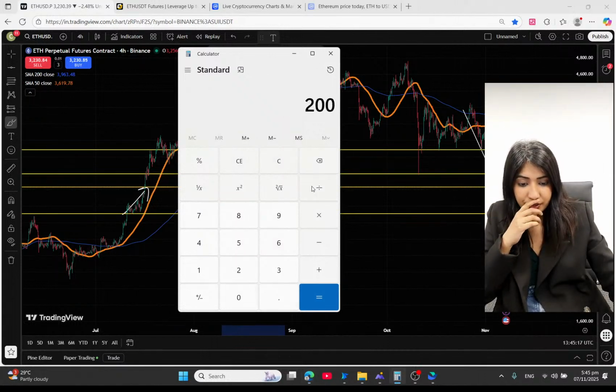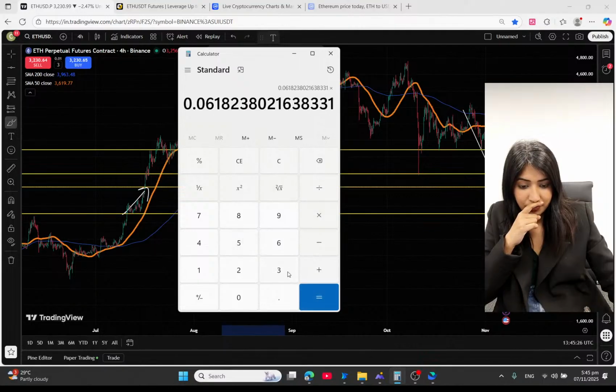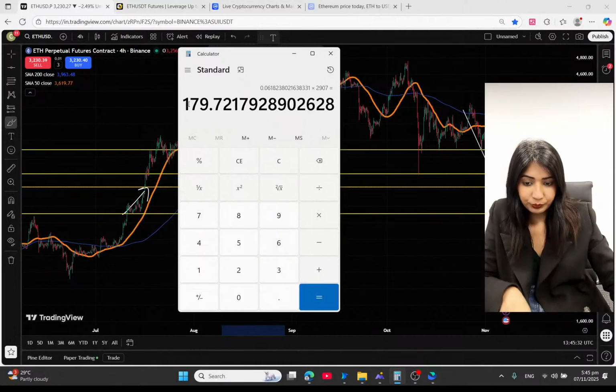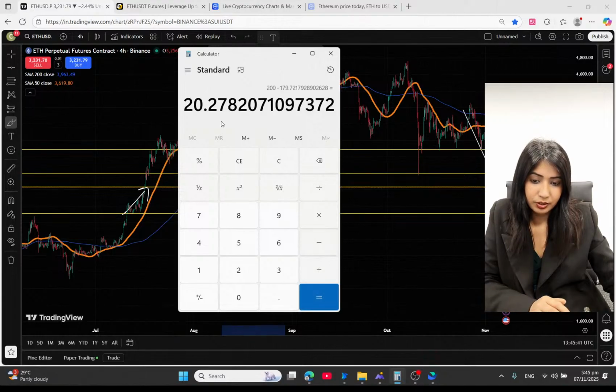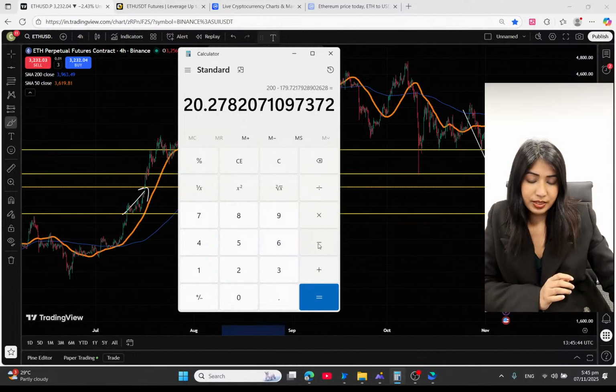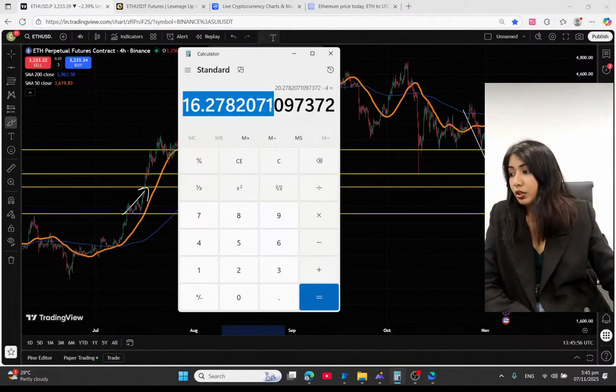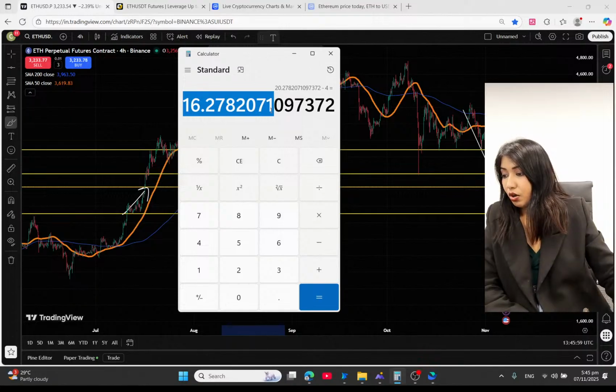Look at the profit: 200 divided by 3235 is the number of contracts you're buying, and we're selling at 2907. So it's like 179. We invested 200 and we made 179. Let's imagine there is maybe $4 of fees. So you're left with $16.